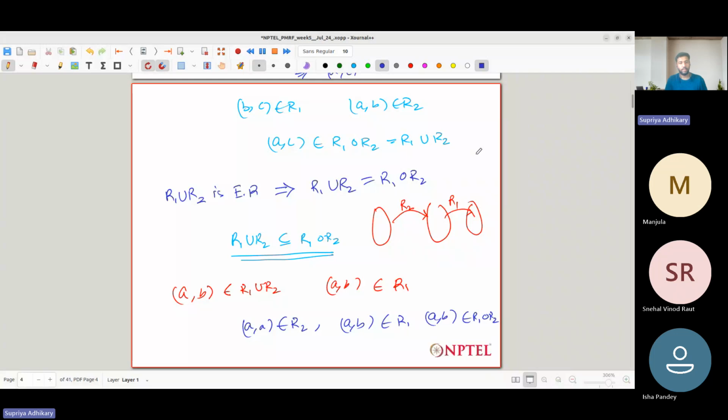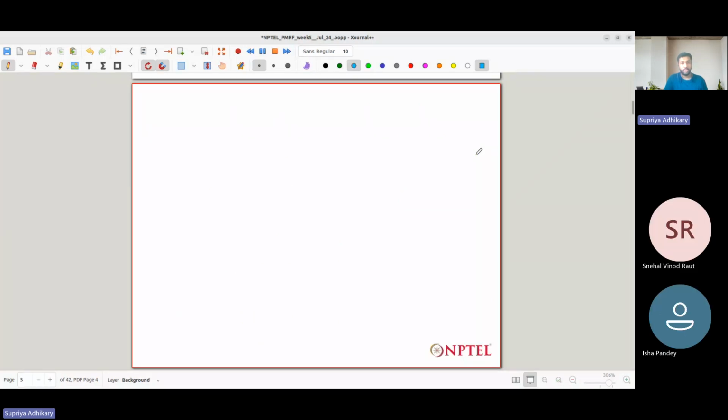So that means that we have taken a random element from R1 union R2 and we have proved that this arbitrary element belongs to R1 composition R2. So this part is proved. And the second part is that we have to prove that R1 compose R2 is a subset of R1 union R2.